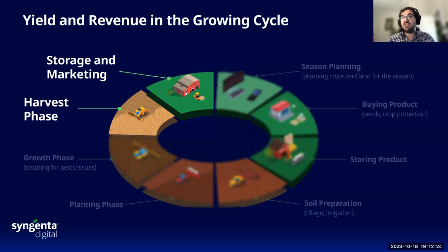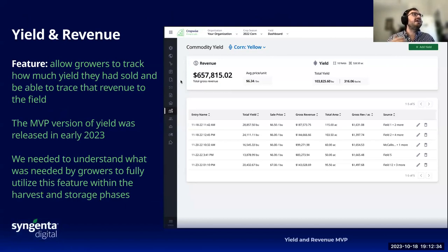Now they want to understand how much money they made. And to do that, they have to be able to track their yield within CropWise Financials. So going into this, we had built a feature called Yield and Revenue, and we had released this in early 2023. This was very much an MVP version. It was really just something to get out the door to say that we had this feature to start tracking it, but we knew we needed to build and expand on it.